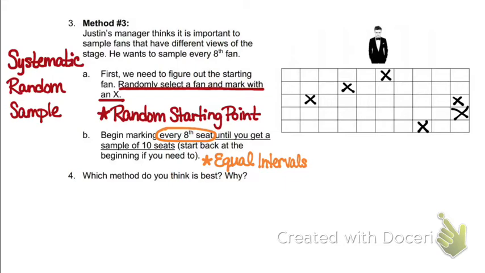Of these 3 different sampling methods, simple random sampling, cluster sampling, this one is called systematic sampling because we have this pattern, we have this system, every 8th seat. Which method do you think of these 3 that we've looked at is going to give us the best or closest approximation to the true mean? Simple random sampling, cluster sampling, or systematic sampling? Why? What are your thoughts?